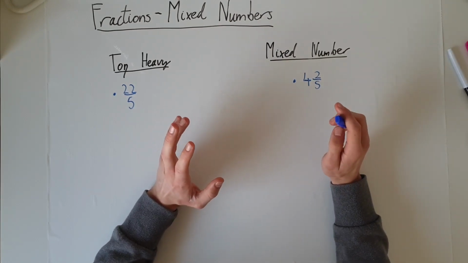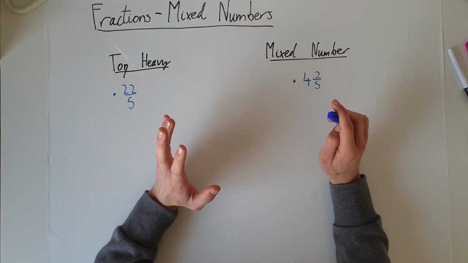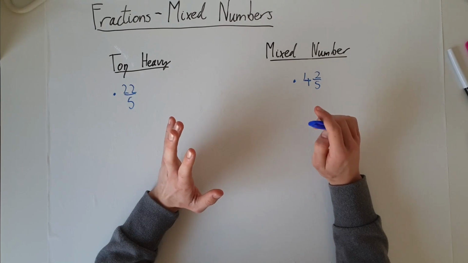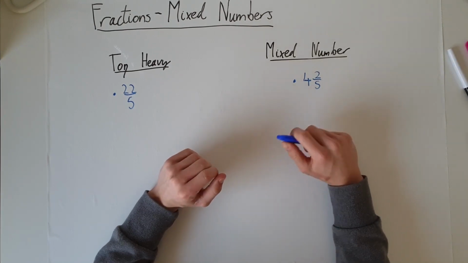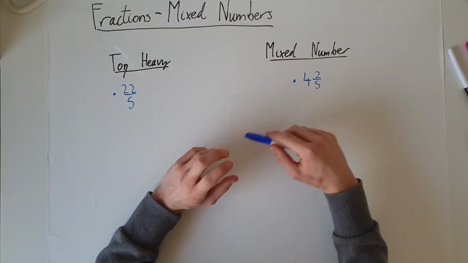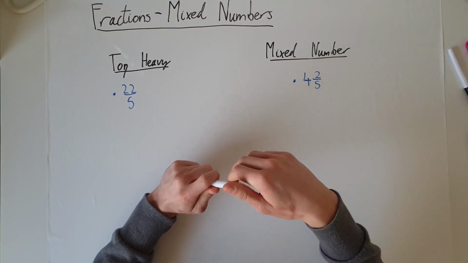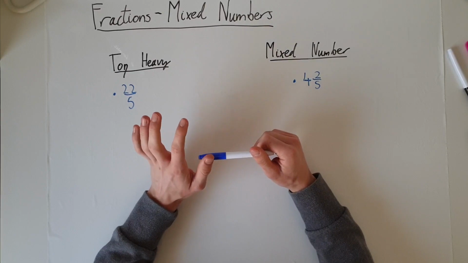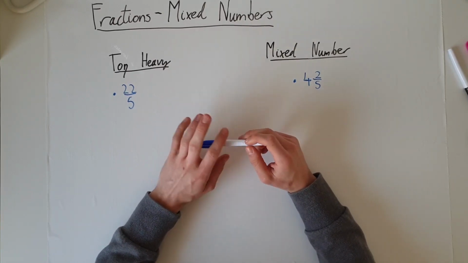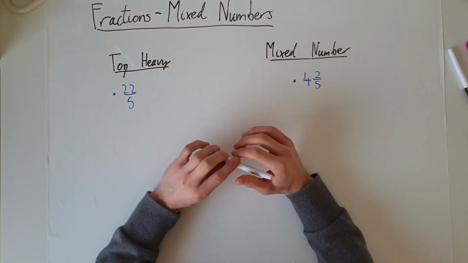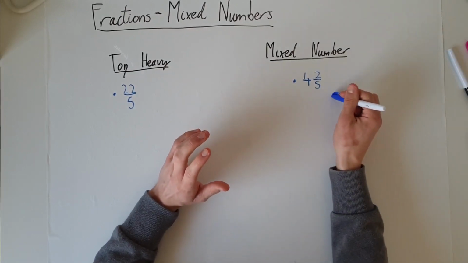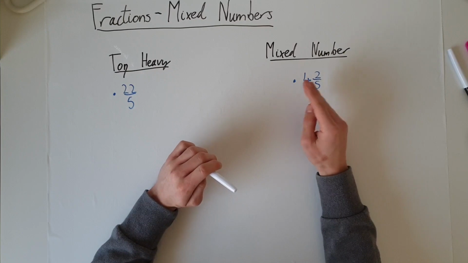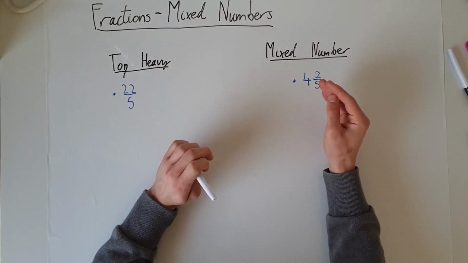So to convert them between each other, we may do this for various reasons. We tend to use top-heavy fractions when we are applying operations and using them in questions to do different calculations. That's when we tend to use top-heavy fractions. And then quite often we can be asked, or it might just be better form, to leave our answer as a mixed number, or even at the start of a question you may be given a mixed number and asked to convert it and then solve the question.